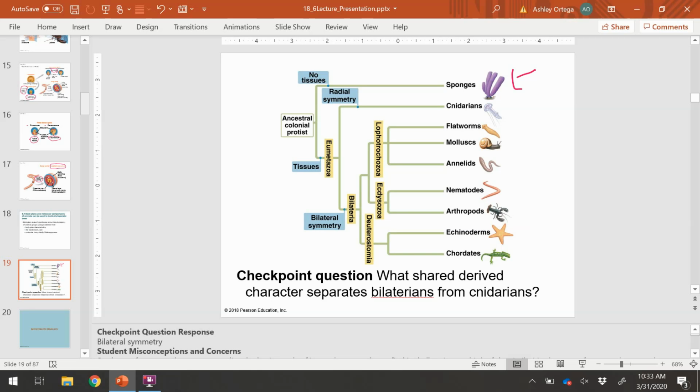And so the first ones to diverge with radial symmetry are the Cnidarians. So as you go down like that, you can see the groupings along with the names of those groups. And so a question asks us, what shared derived character separates the Bilaterians from the Cnidarians? So Cnidarians are here, and Bilaterians are right here. And so what character is it? Bilateral symmetry.